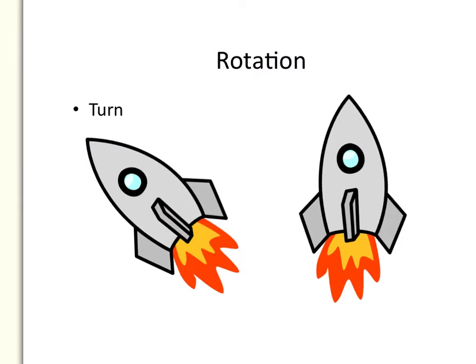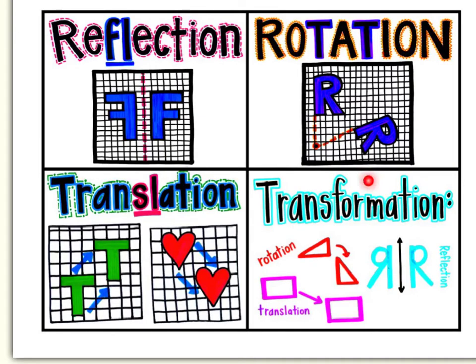Rotation is when the image makes a turn. If you think of the T in rotation as turn, you would say that this rocket turned or rotated clockwise. This slide shows you all the transformations: reflection, rotation, and translations.